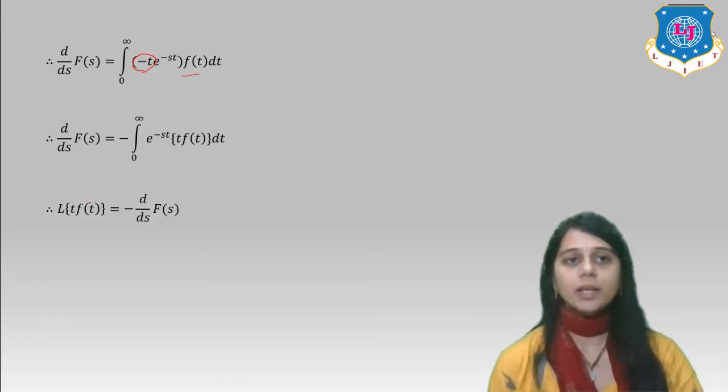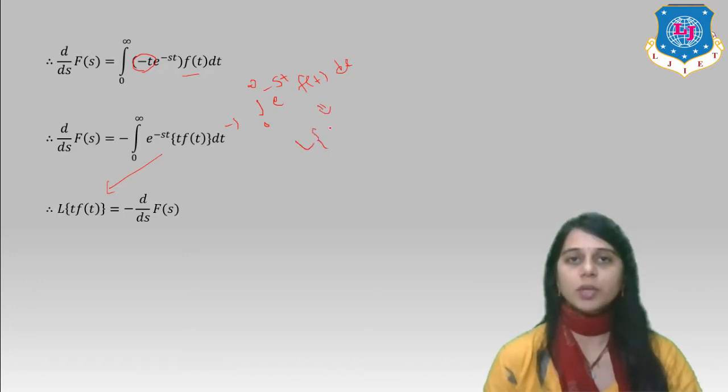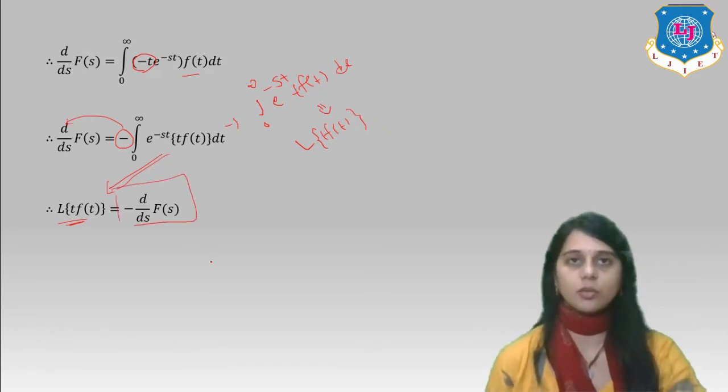So we write this as Laplace of t f of t. Why? Because it looks like the integral from 0 to infinity e raised to minus st f of t dt, and this formation we write as Laplace of f of t. So if here there is t, then we write it as Laplace of t f of t. We take the left hand side as Laplace of t f of t and move this minus sign across, so we get on the right hand side minus d by ds f of s.